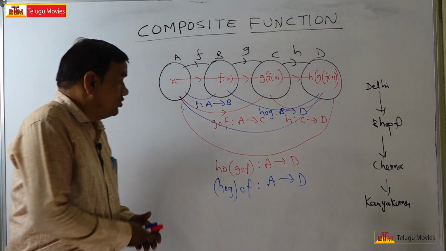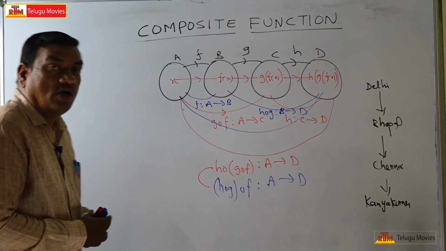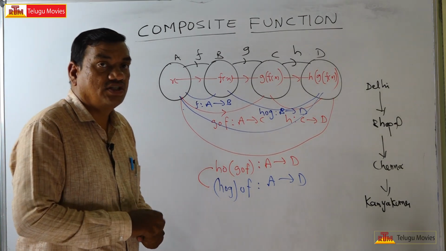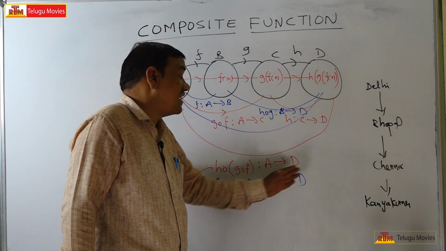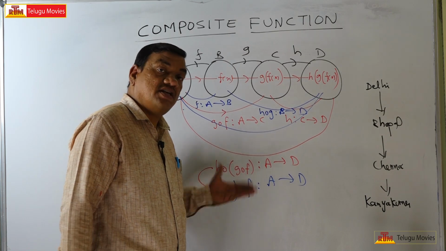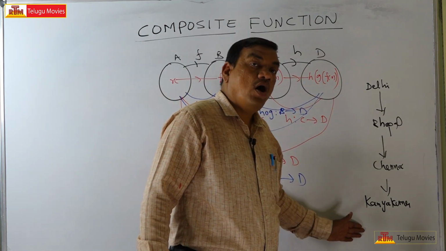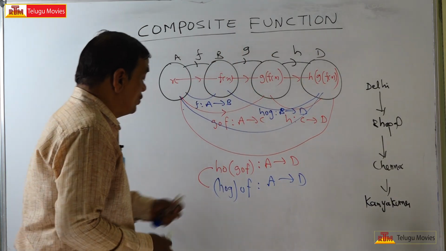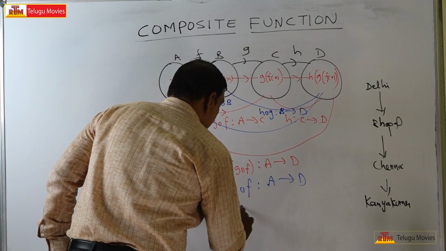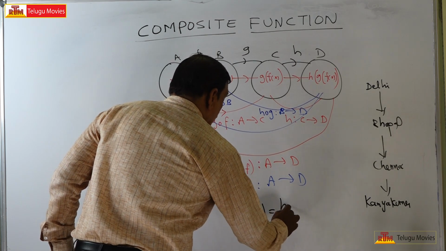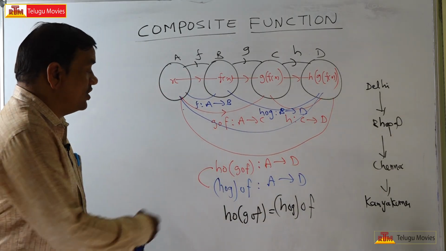Understand here. So are these two functions equal or not? As we have already seen in the equality of functions, two functions are said to be equal if and only if their domains and codomains are equal. Here the domain is equal and the codomain is equal. Whichever method you follow, from Delhi all will meet in Kanyakumari. So from this we can say H circle G circle F is equal to H circle F circle F. These two functions are always equal.